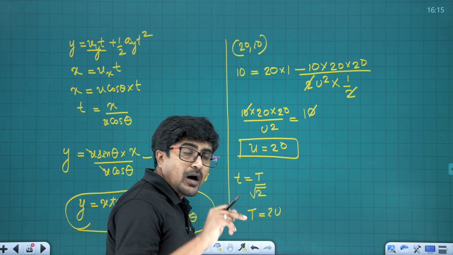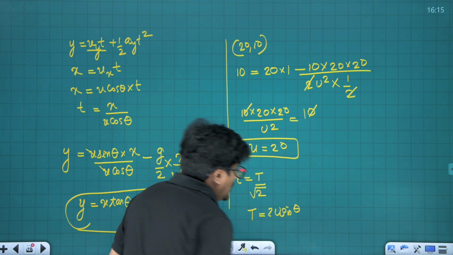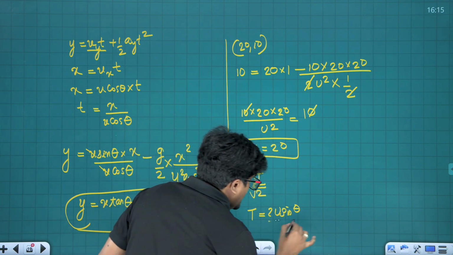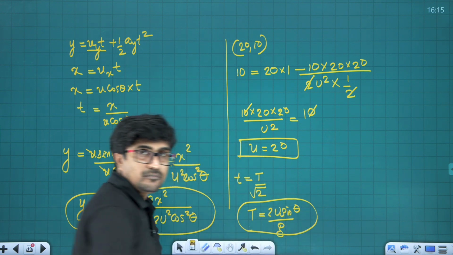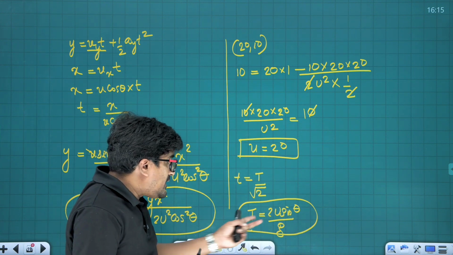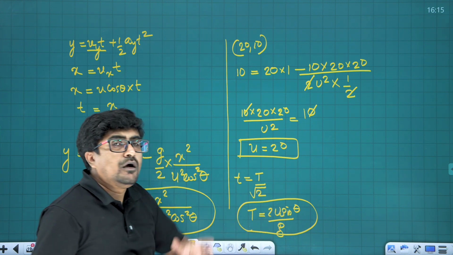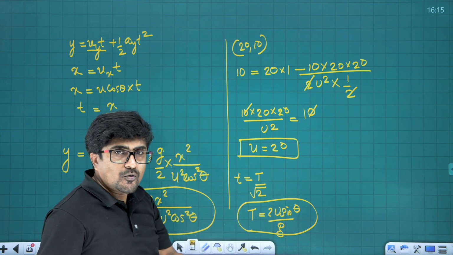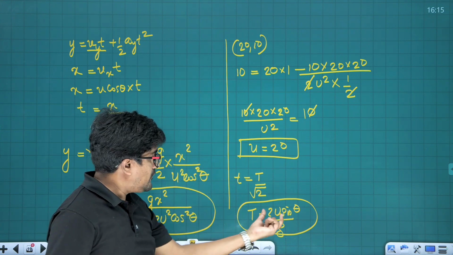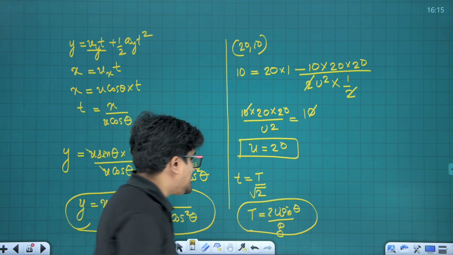Now what is u here? It's supposed to be u sin theta. So it is 2u sin theta divided by g. I mean to say that the vertical component is 2u sin theta by g. Generally we say 2u by g for the upward motion and downward motion, and here if you consider the upward motion, the vertical velocity component is u sin theta. So it is 2u sin theta by g.